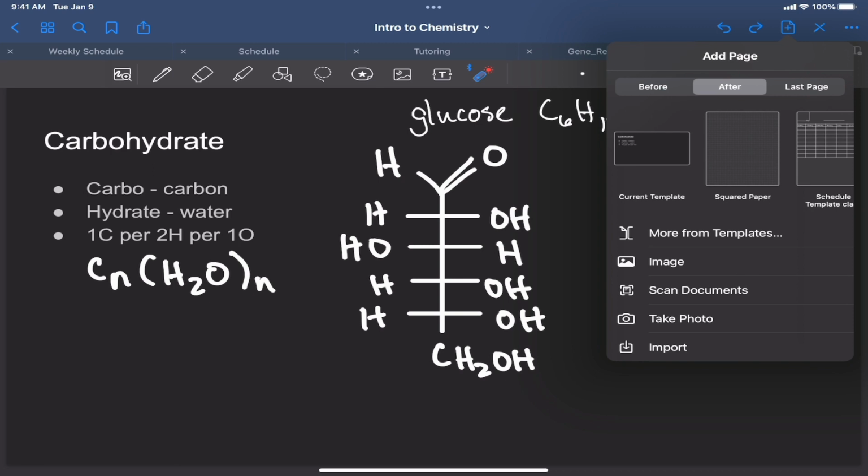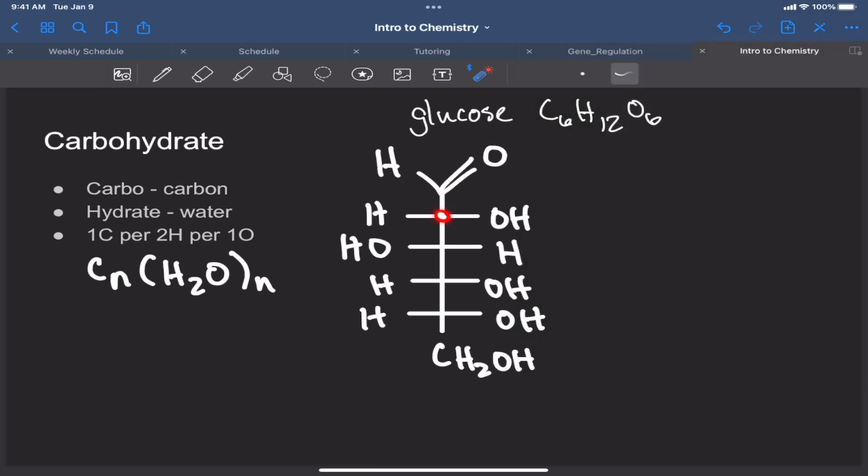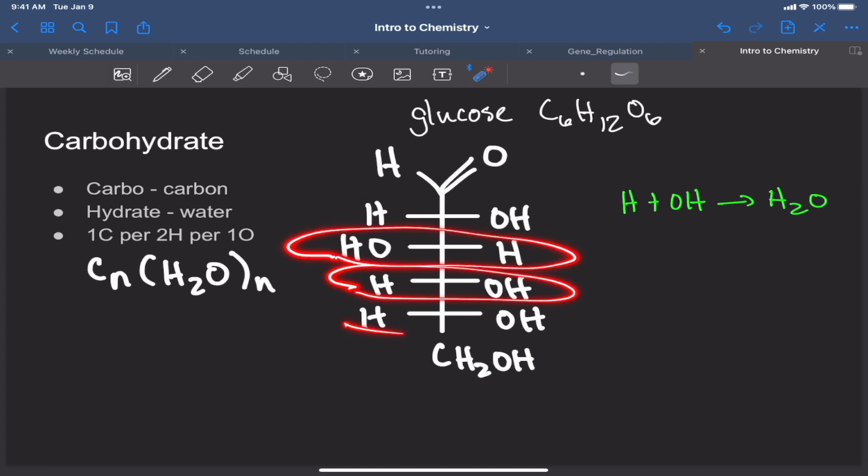I want to highlight, look, this is a carbon, right? This is a carbon here. This carbon is bonded to 1 H and 1 OH. H plus OH, there's your water. So it's kind of hidden, but if you look for it, you can find it. Here's 1 water, 2 waters, 3 waters, 4 waters. It's perfect, right? So essentially, in a carbohydrate you're going to be able to find water in it. It'll just be kind of separated.